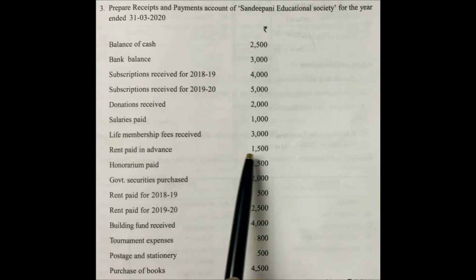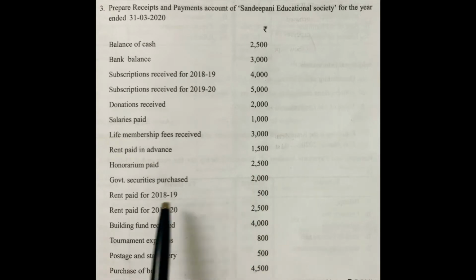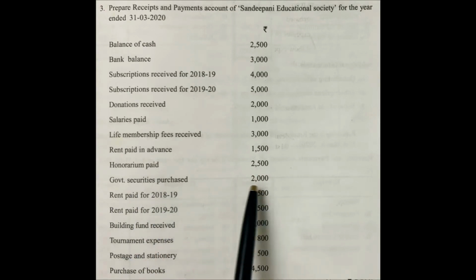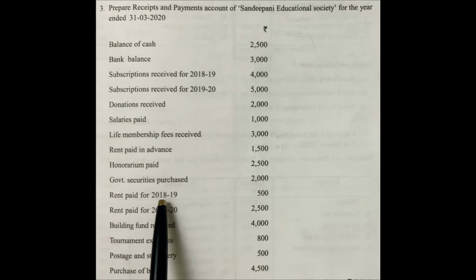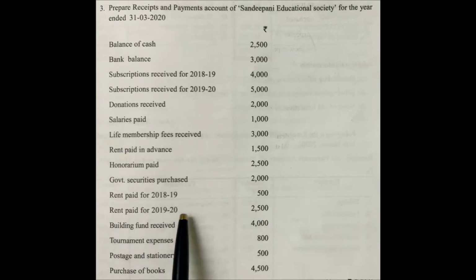Rent paid in advance 1500 rupees. Honorarium paid 2500. Government securities purchased 2000. Rent paid for 2018-19 500. Rent paid for 2019-20 2500. Building fund received 4000. Tournament expenses 800. Postage and stationery 500. Purchase of books 4500. Let us prepare the receipts and payments account with this information.